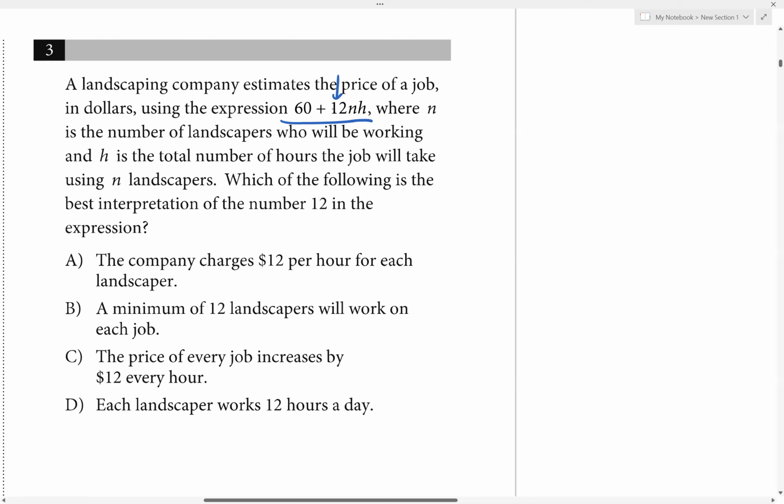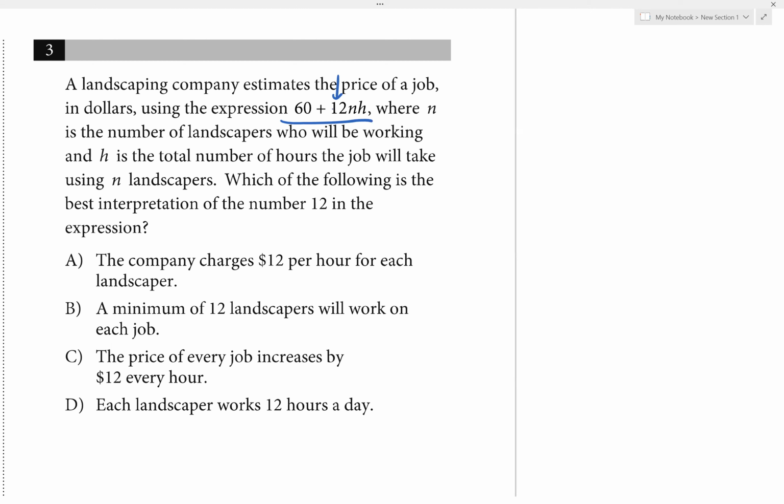So if you look at the answer choices, A says a company charges $12 per hour for each landscaper. B, a minimum of 12 landscapers will work on each job. C, the price of every job increases by $12 every hour. Or D, each landscaper will work 12 hours a day.